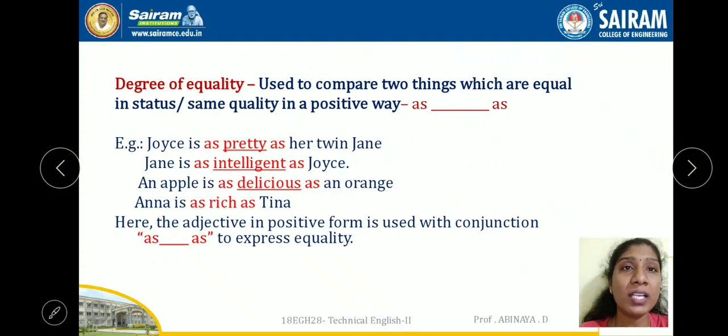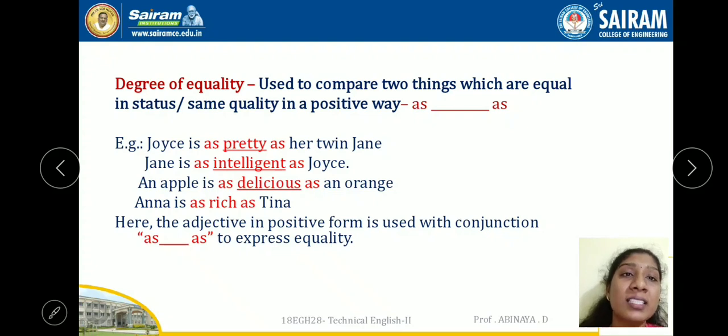Degree of equality is used to compare two things. All these degrees we are using to compare with any other. So here we are comparing two things that are in the same status or the same quality in a positive way. See the example. Joyce is as pretty as her twin Jane. Actually, Joyce and Jane have equal beauty. Both are equal in their beauty, but we are comparing in a positive way. So, Joyce is as pretty as her twin Jane.